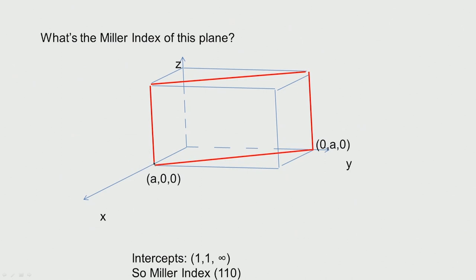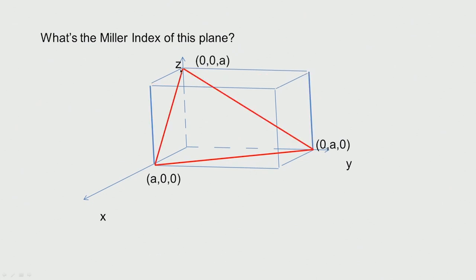So, it is cutting the x axis at A, and it is cutting the y axis also at A. So, they are equal. So, we can call it 1, 1. It is not cutting the z axis, so infinity. So, Miller index will be 1 by 1, 1 by 1, 1 by infinity, 0. So, this Miller index for this plane is 1, 1, 0. This is the plane which represents the longer diagonal of a cube.